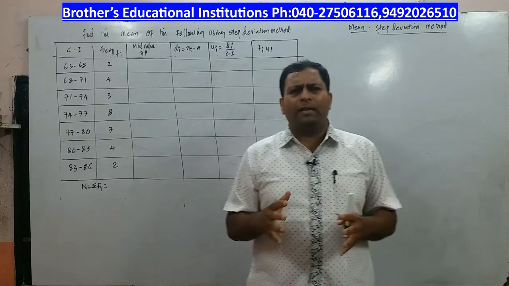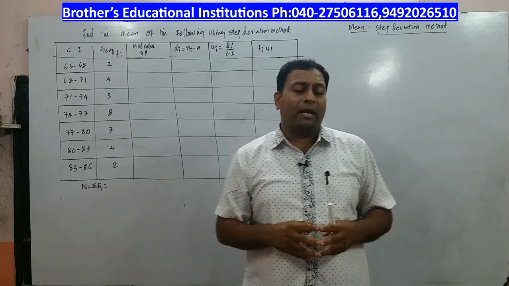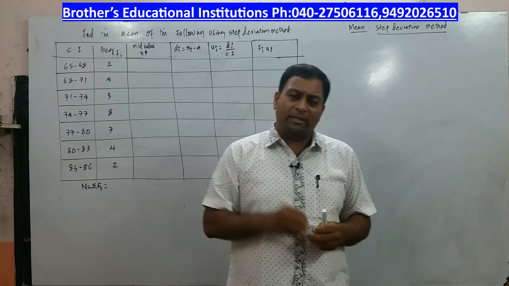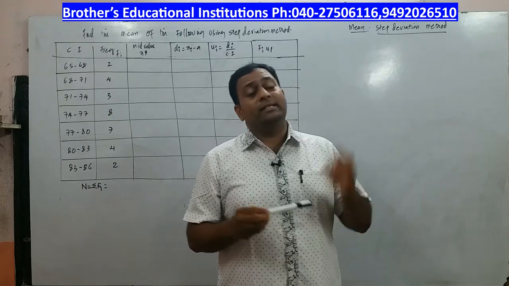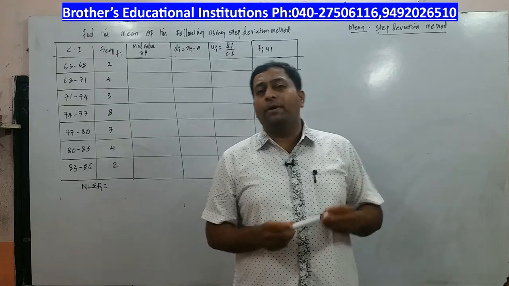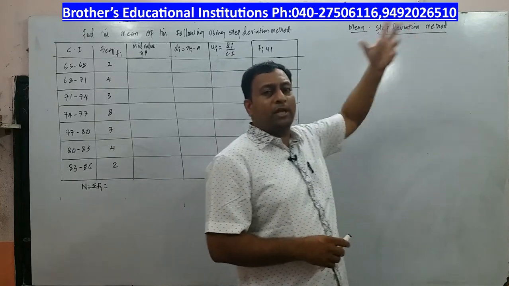The first was the direct method, pretty important. The second one, we did only one problem, and that method is called the assumed mean method. And the third very important method which we are going to cover today is the mean by step deviation method. So we are going to find the mean by step deviation method.